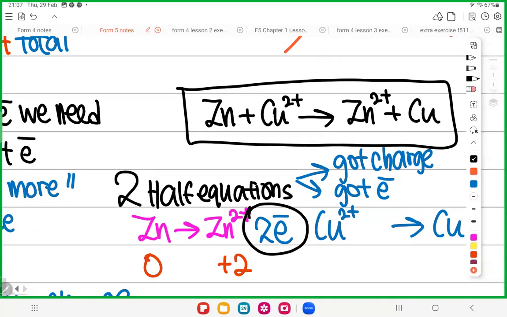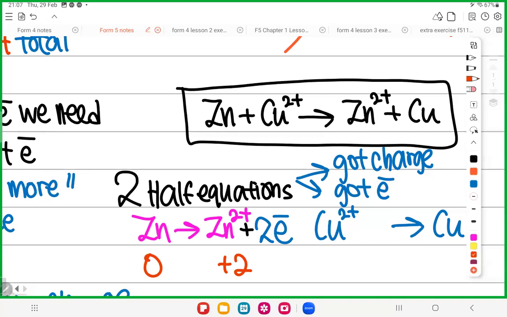when you put the electron, no matter whether it is on the right or the left, you always put plus electron. You will never ever write minus electron at all in SPM. Never. So if you put the electron on the left, you write plus 2 electrons here. If you put the electron on the right, you write plus 2 electrons here. Always put plus electron. Never ever put minus.